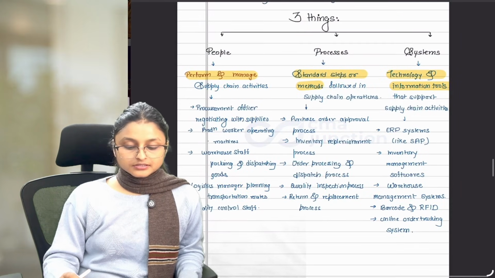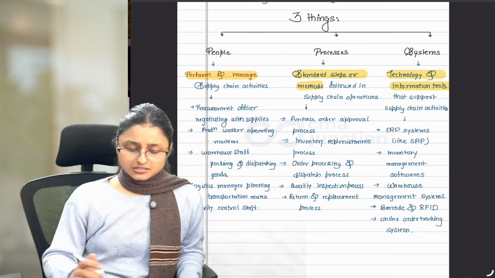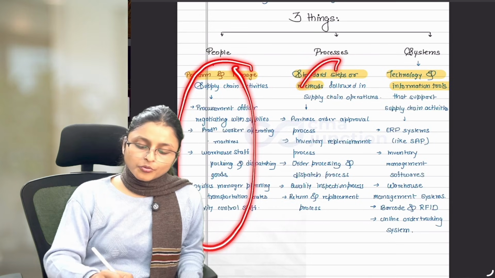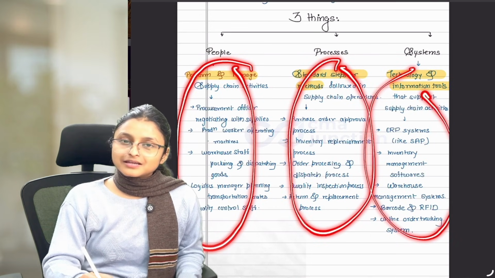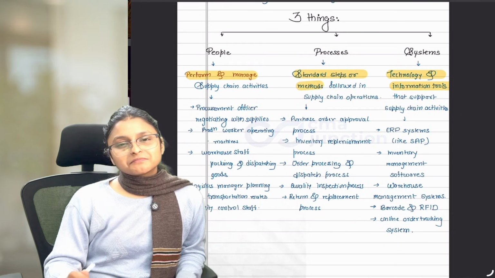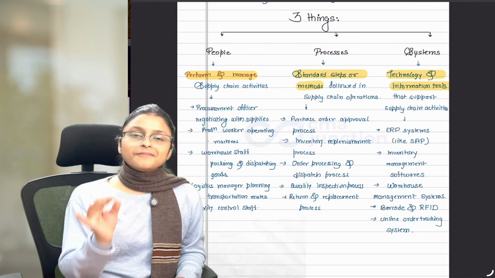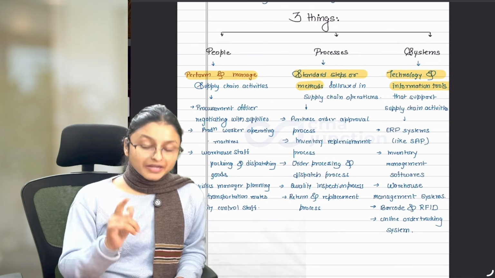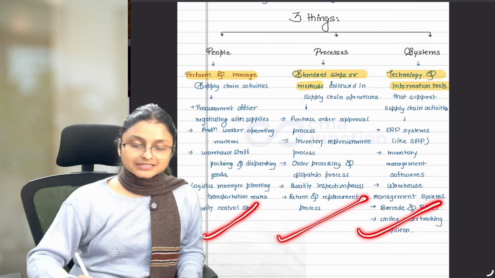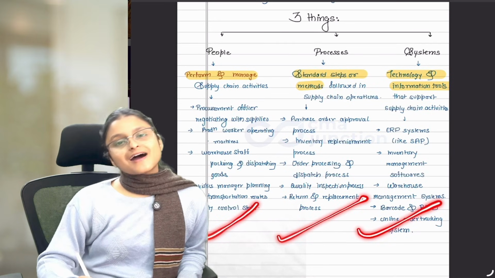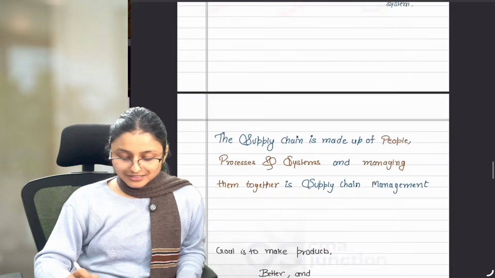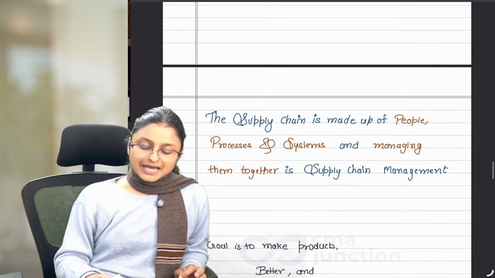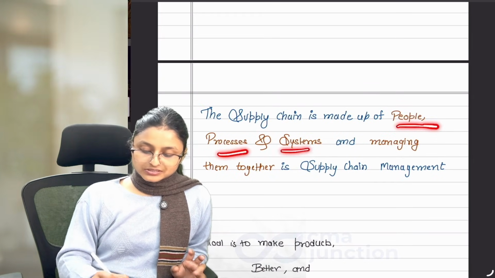And if you notice, the whole supply chain is made up of only people, processes and systems. So can I say that supply chain is all about people, processes and systems? We can say that. And when we are managing people, processes and systems, we are managing our supply chain. And that is what is written here. The supply chain is made up of people, processes and systems.